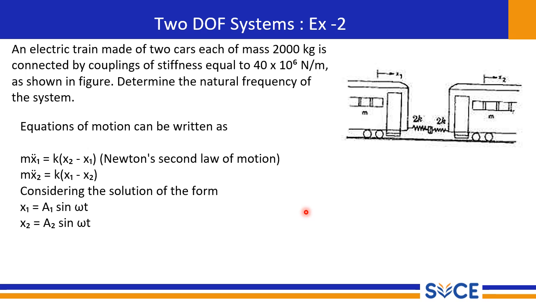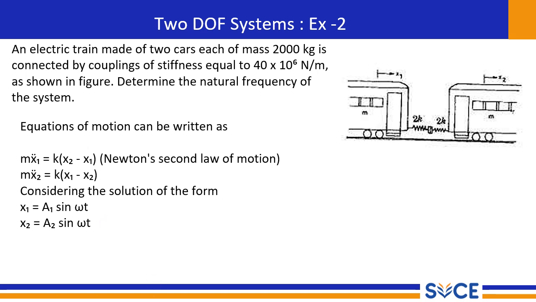Here, a1 and a2 are the amplitudes of the oscillations and omega is the natural frequency we want to find. Substituting these assumed solutions into the equations of motion, what will happen? We have to see. For that purpose, we now differentiate x1 twice. If x1 is differentiated once, it is velocity. If it is differentiated a second time, it is acceleration.